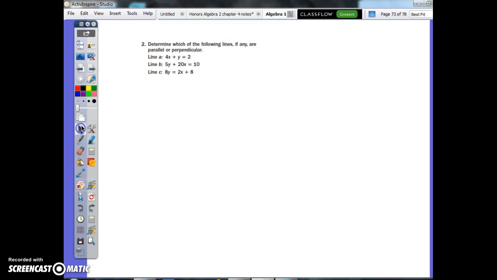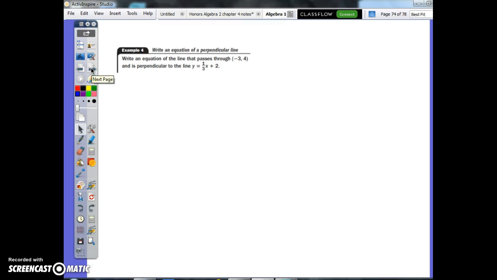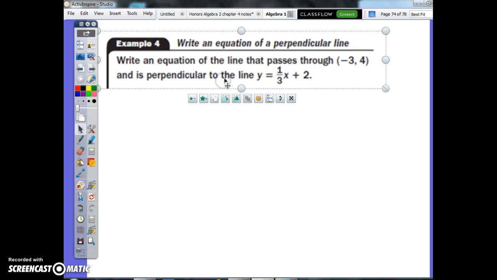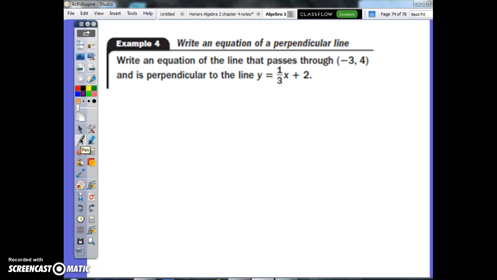Let's do it again. Oh, the same exact question. Let's not do it. I'll move along to example 4. All right. It says write the equation of the line perpendicular to this equation that passes through negative 3, 4.